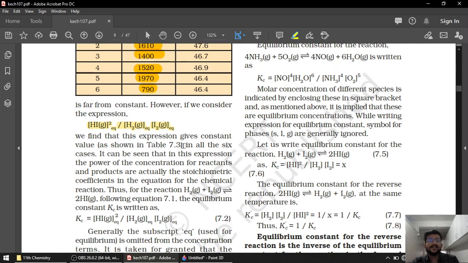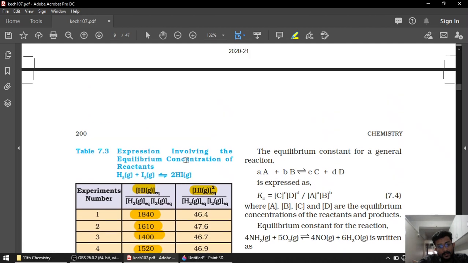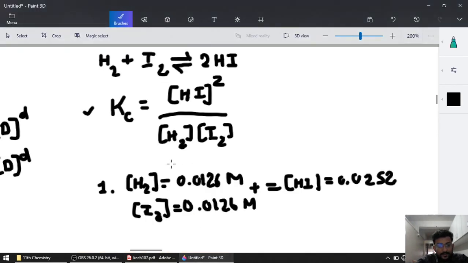We find that this experiment gives constant values in all the 6 cases. It can be seen that in this expression, the powers of concentration of reactants and products are actually the stoichiometric coefficients of the equation for the chemical reaction. The HI raised to 2, this 2 is the stoichiometric coefficient of HI, and that will be our power, and we have already derived the formula for that.